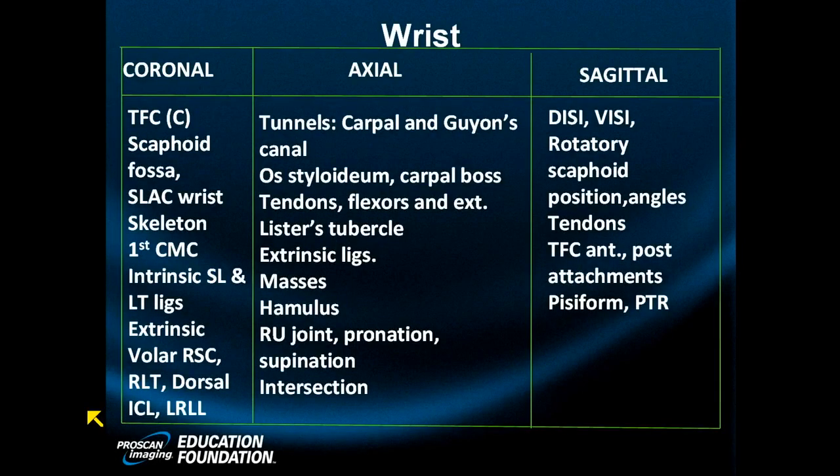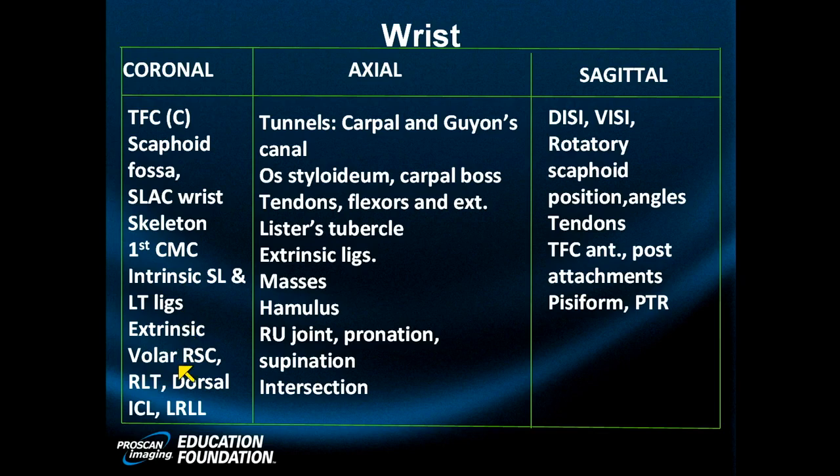Okay, so I'm going to approach the wrist by projection. Most favored nation status, the coronal projection. That's your projection for the TFC, the scaphoid fossa of the radius, scapholunate advanced collapse or SLAC wrist, the skeleton, fractures, the first CMC, the intrinsic scapholunate and lunatotriquetral ligaments, the oft elusive, ignored extrinsics, but no more. We're not going to ignore them anymore.